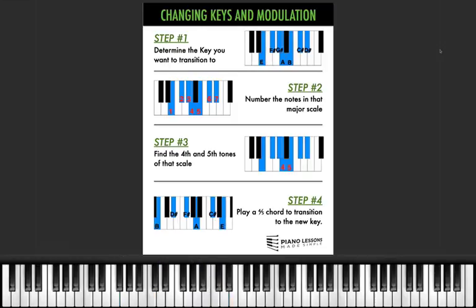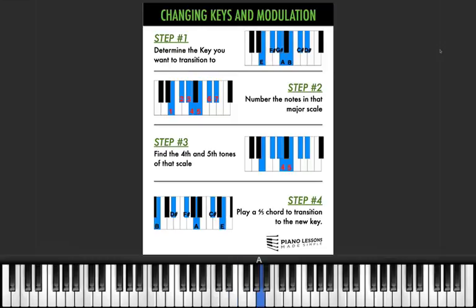So that's all you have to do: find that 4 over 5, which is the G over A, and that transitions you right into the key of D. And you can do that in any chord or any key that you want. All you have to do is follow the 4 steps.